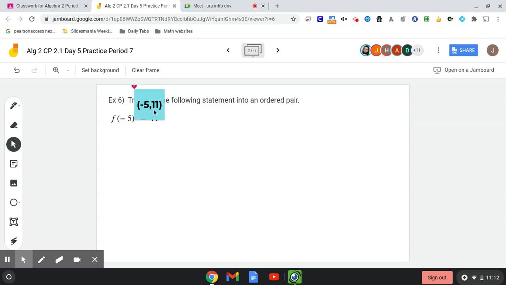Good, excellent. I feel like this could go 50-50 on a quiz. A lot of times I can get a student to write 11, -5, and that's not how this works. The input is always X. The output is always Y. Excellent, all right?